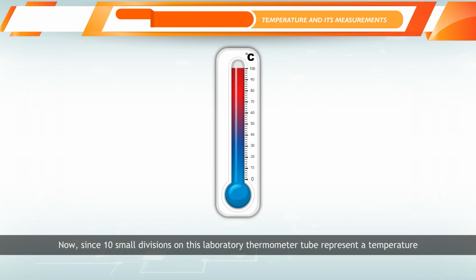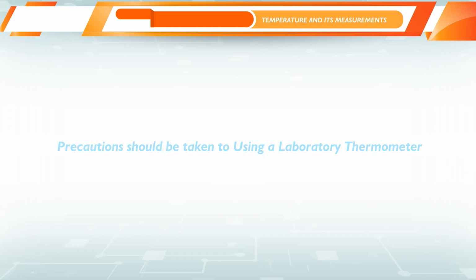Now, since 10 small divisions on this laboratory thermometer tube represent a temperature of 10 degrees Celsius, therefore one small division on the laboratory thermometer will represent a temperature of 1 degree Celsius. We can see a thin silvery thread of mercury in the narrow glass tube of the thermometer. The upper end of this mercury column indicates the temperature of the object being measured.